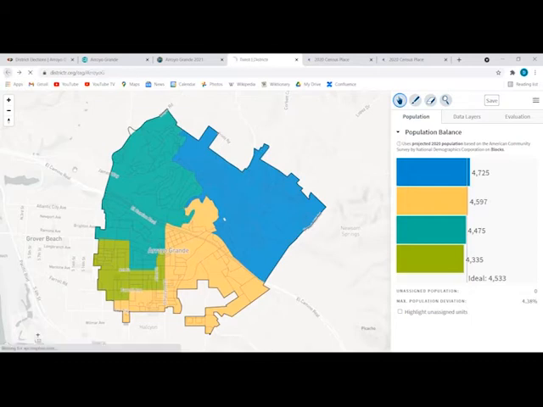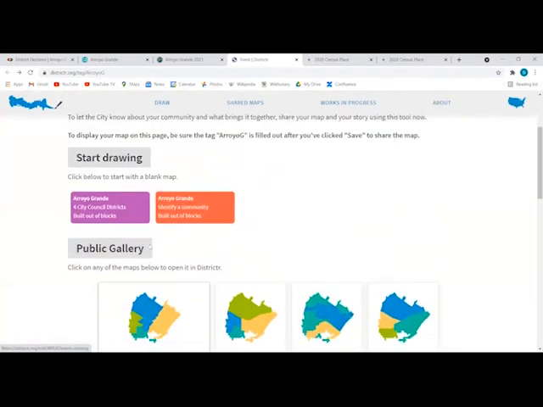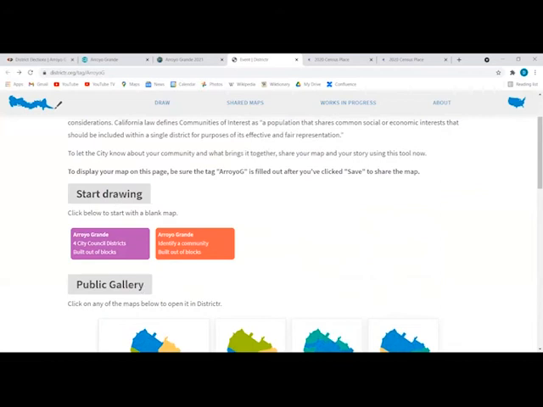So I'll go back here and demonstrate how to draw a map from scratch. And first I'll demonstrate the red button, which is the community of interest or neighborhood drawing tool.